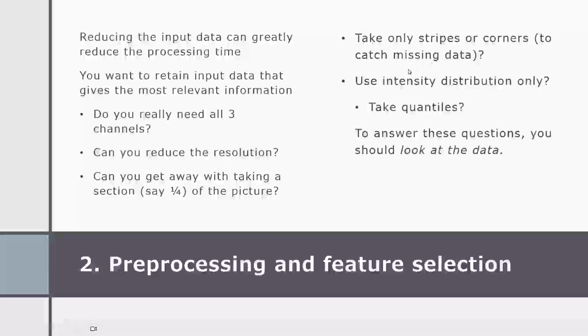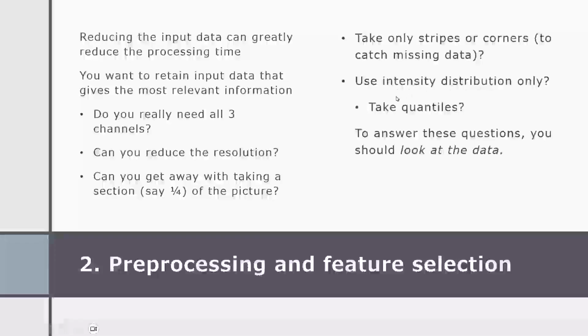Now, originally we have the entire image, which is a lot of data. 512 times 512 is a big number. Now, do you really need all that data? What about just recording the distribution of intensities? Is that enough information to distinguish between the different types of images? So that's something to take a look at.